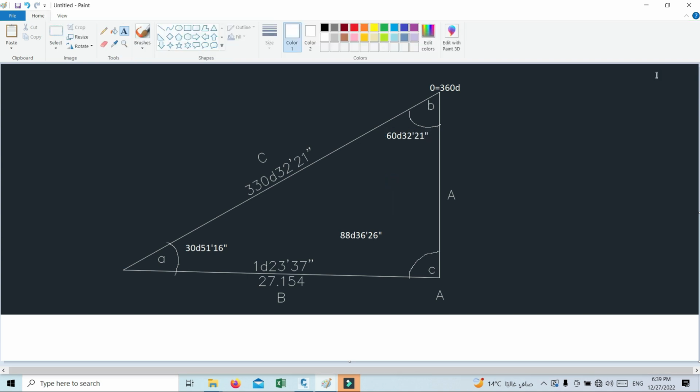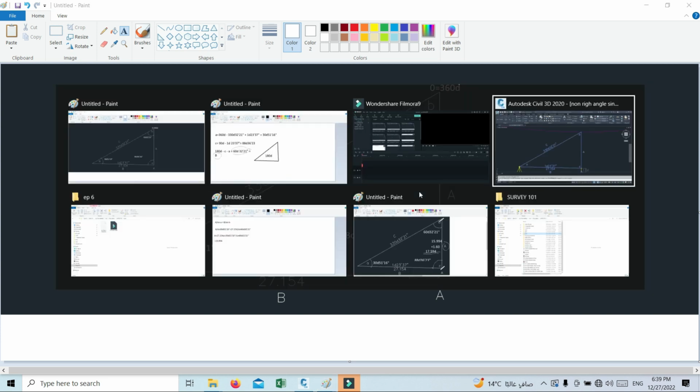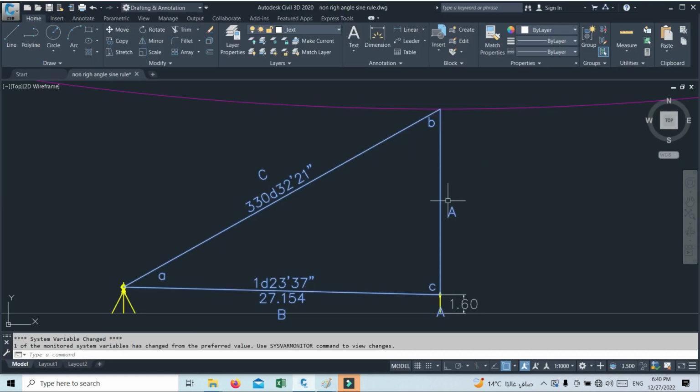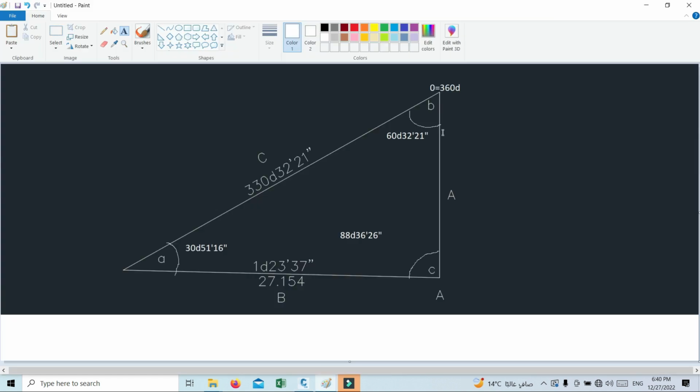Next we will now determine the equivalent height of A. This represents the height of our prism to the bottom of the cable. Using the sine rule, we can now determine the height because we already have enough data.